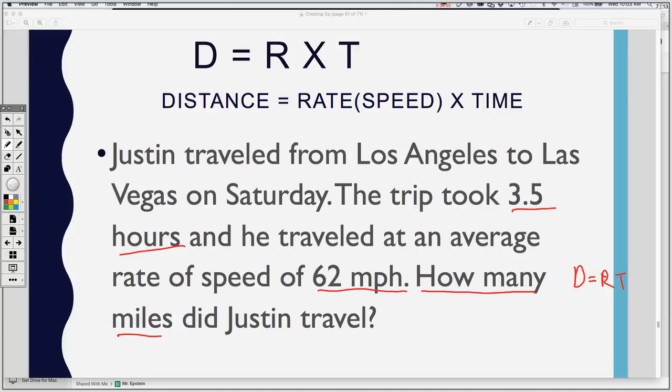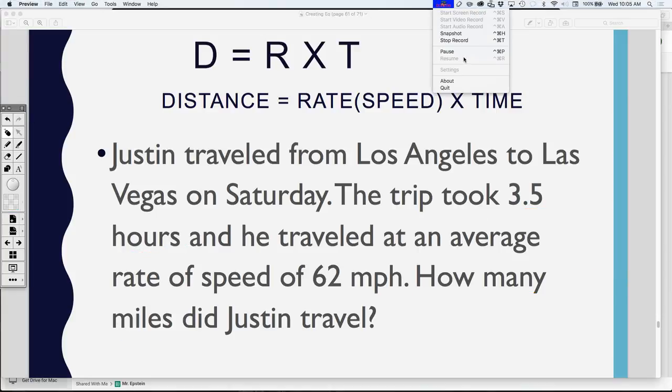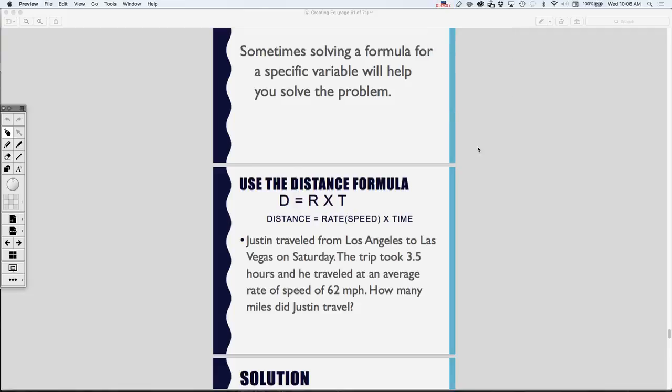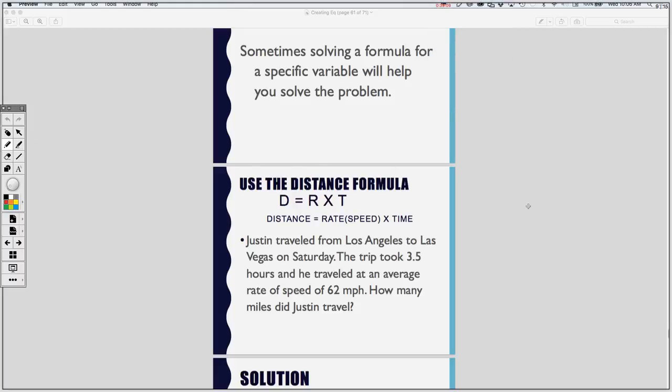Okay, so we got distance, rate, time. What was your rate? 62. Okay, 62 miles per hour. Rate is the same as speed. Okay, so we're going to put 62 for rate. What about for time? 3.5 hours.